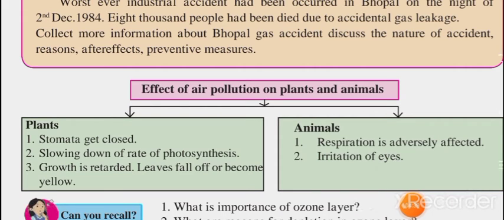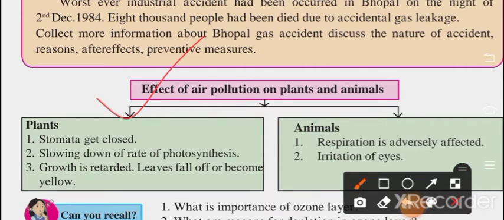Next is effects of air pollution on plants and animals. Before this we have seen effects on humans. Now, is there any effect of air pollution on plants or animals? So the answer is yes. Now how does the effect fall on the plants? So first of all, we will go ahead with the plants.